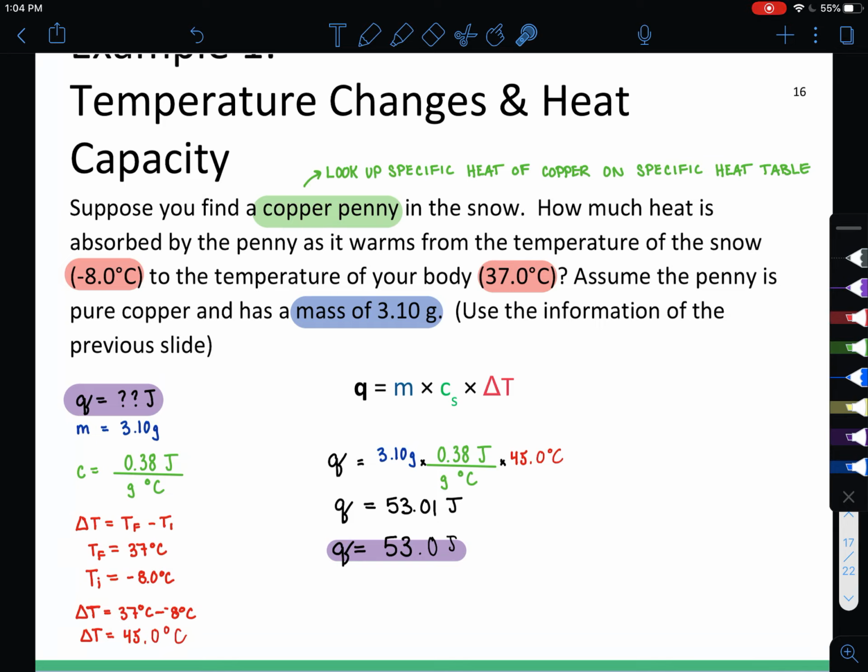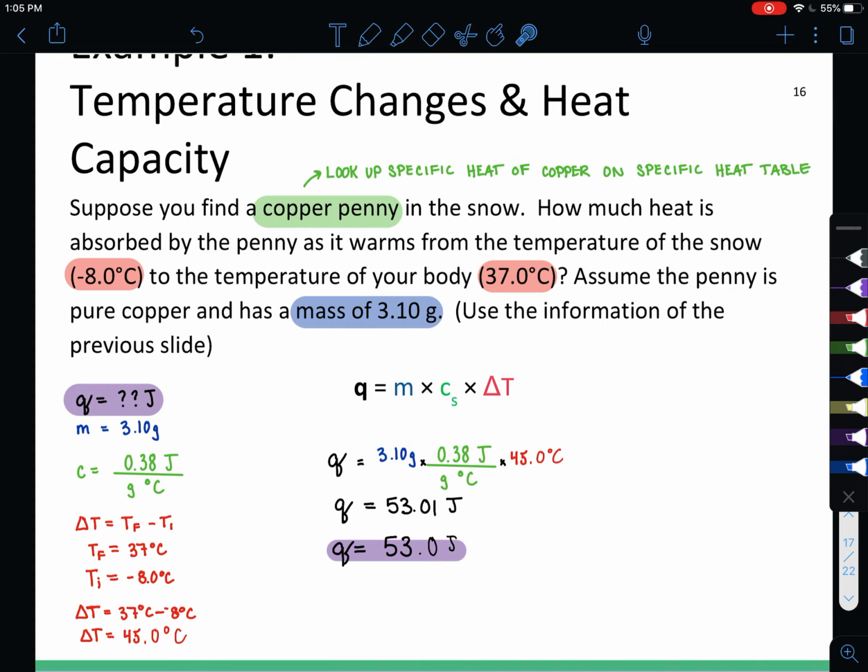Now we have to round it to 3 significant figures. And the reason why it's not 2, because the specific heat does have 2 sig figs, 3.10 has 3, 45.0 has 3. But the reason why we don't round it to 2 sig figs is because the specific heat is a constant. Okay, so we had to look this up. This is a known value, and we never base the number of significant figures off of constants. So we only base it off of the given values in our problem. So that is why this one is 3 sig figs.